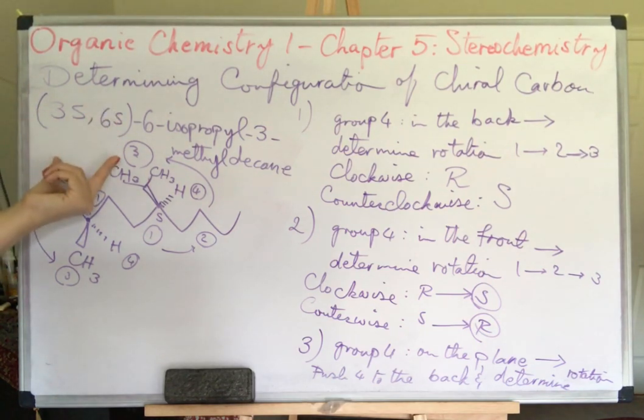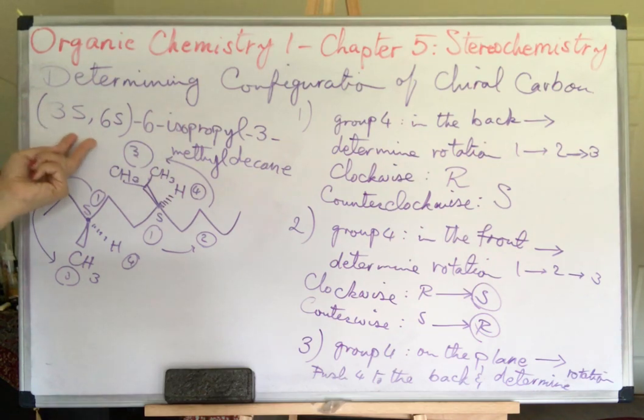So get familiar with writing this way. Whenever there is more than one chiral center, we need to separate them with a comma, but they both come first in parentheses, and then we will write the rest of the molecule.